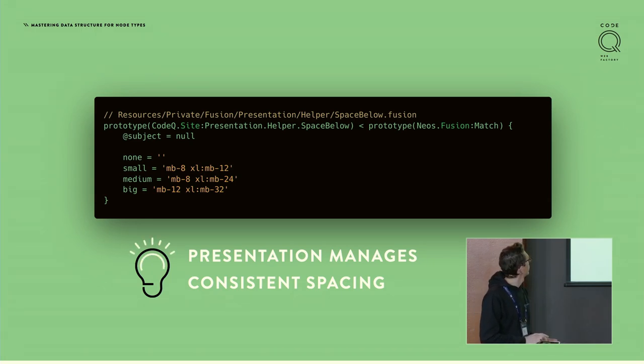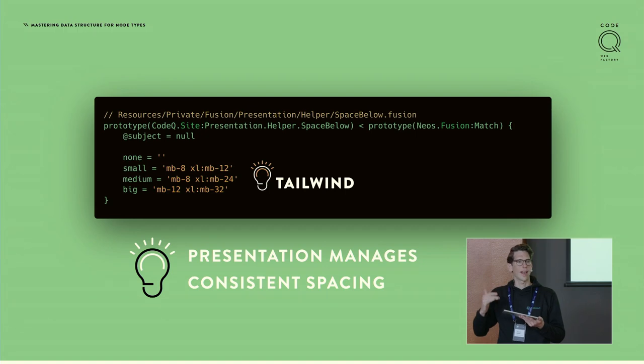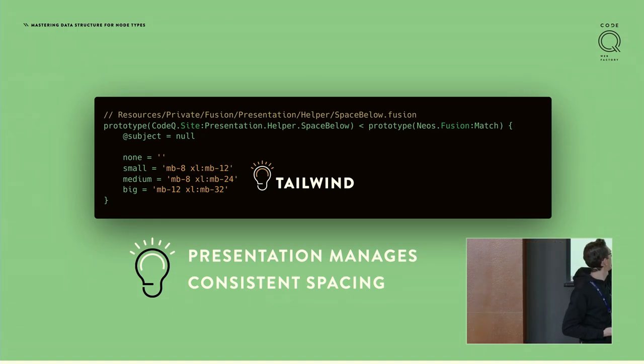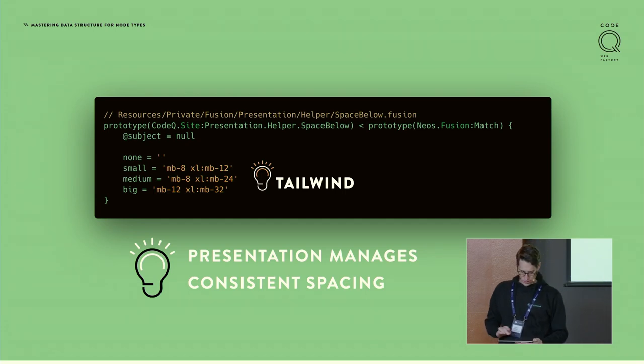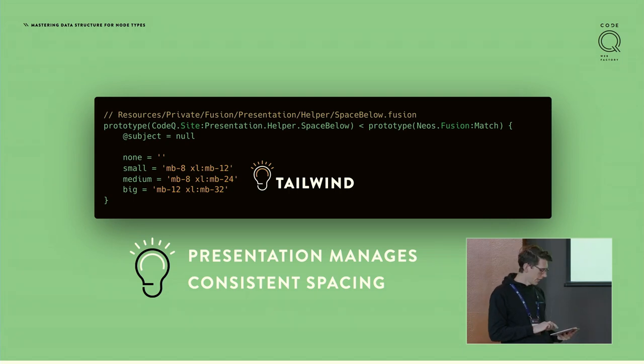Now, these classes here are Tailwind classes. If you don't know them, basically they're just classes which define, in this case, a margin bottom of 12 spaces, and on bigger screens, they increase. You can put whatever you want there. Now, we still want to make a mixin.